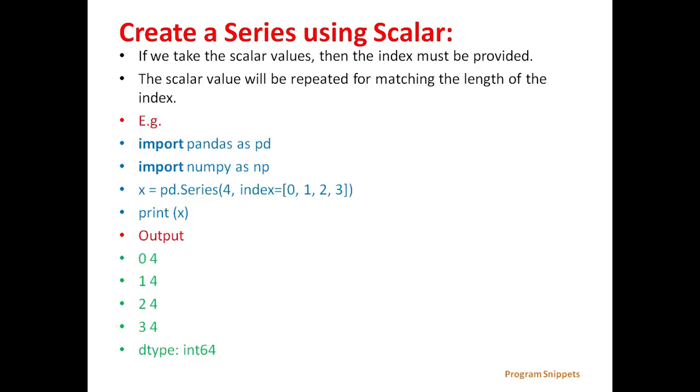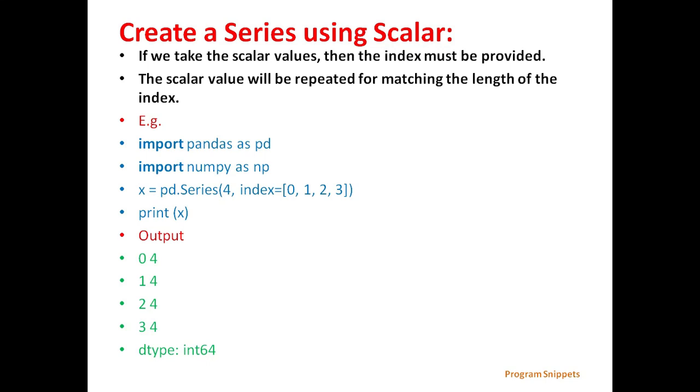We can create a series using a scalar value also. If we use a scalar value, then the index must be provided. The scalar value will be repeated to match the length of the index. For example, here we have imported pandas and numpy and we have created a series with scalar value 4, index is 0, 1, 2, 3. If we print x, it will give the output: 0th index it will print 4, first index 4, second index also 4, and third index also 4, and the data type will be int64.